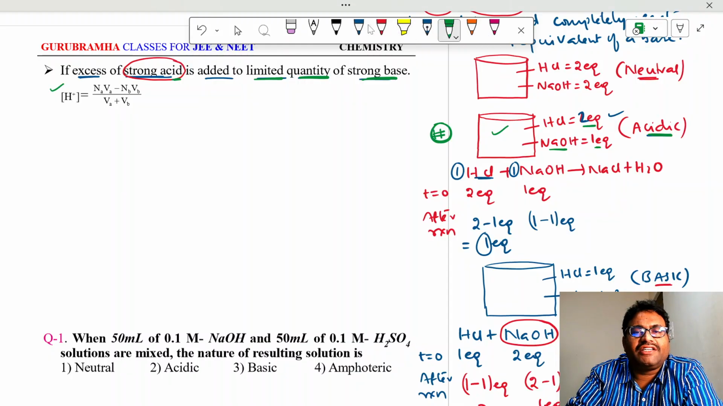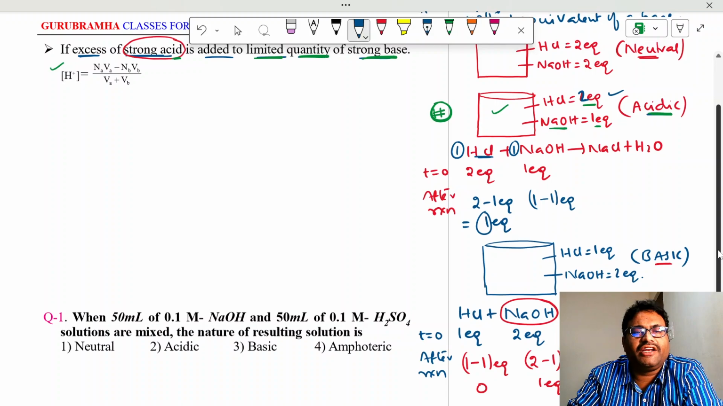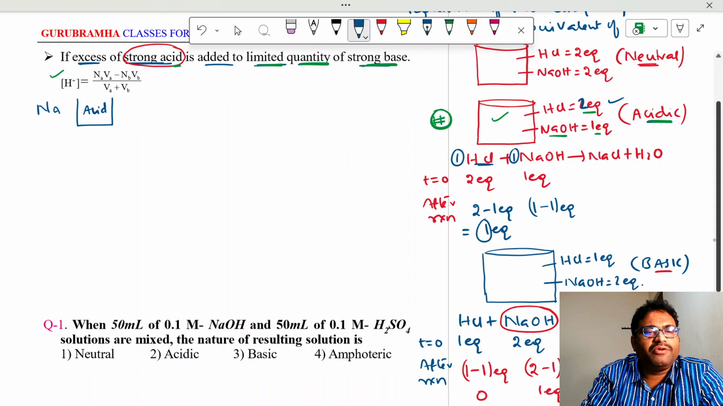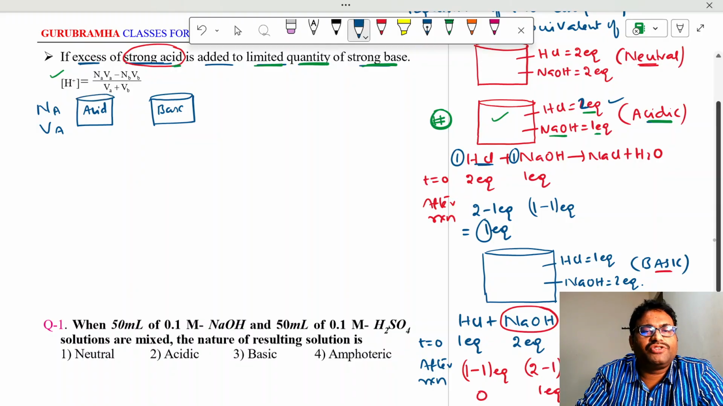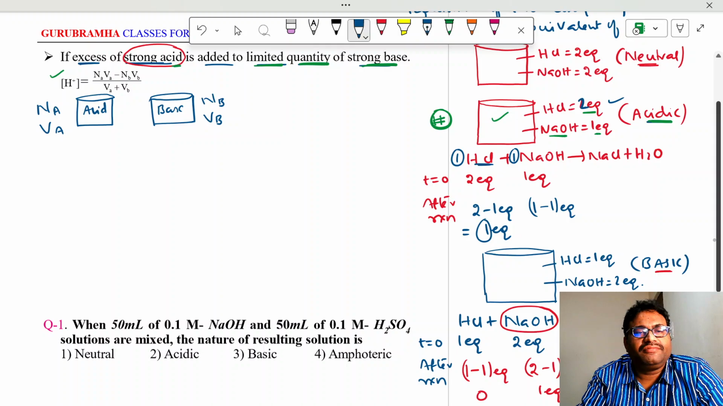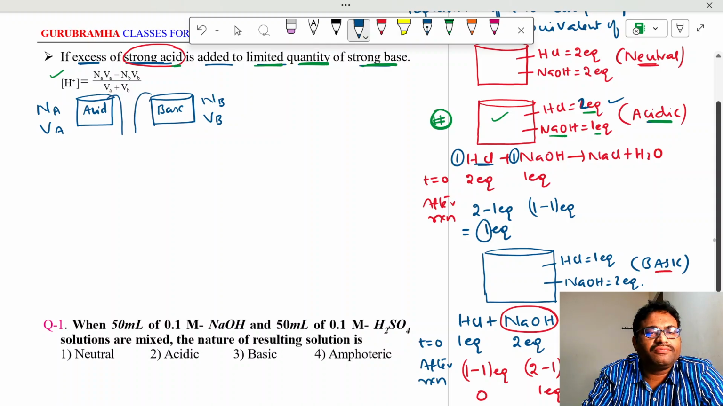Okay, so let us see that. Here you have an acid whose normality is Na and whose volume is Va. Here is a base whose normality is Nb and whose volume is Vb. Now you have mixed these two.